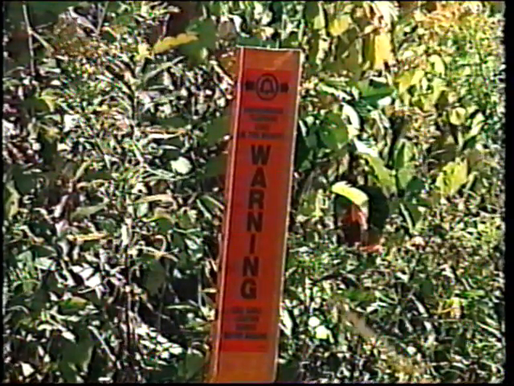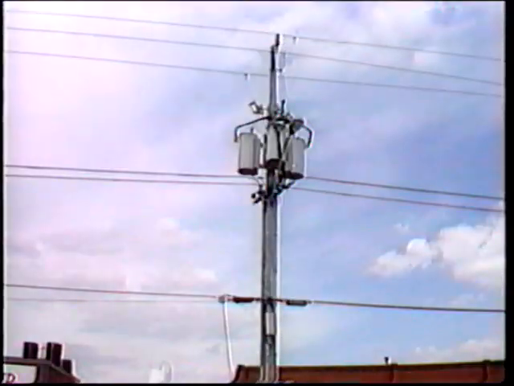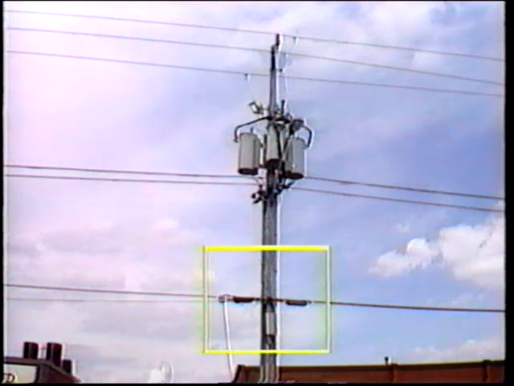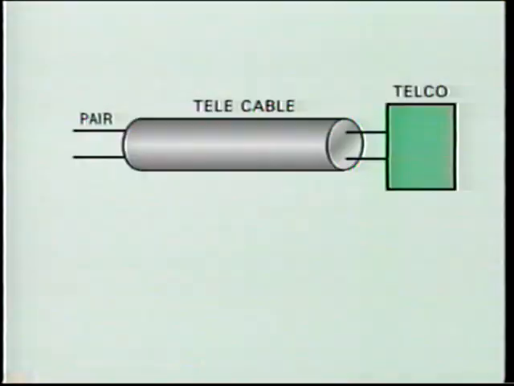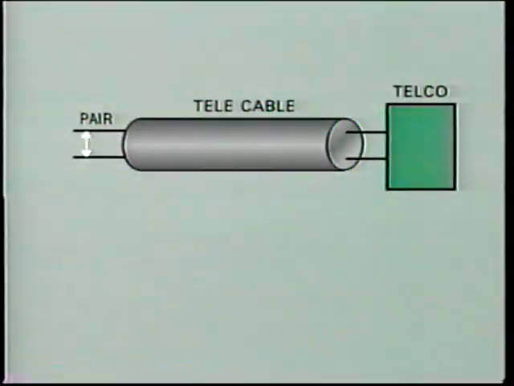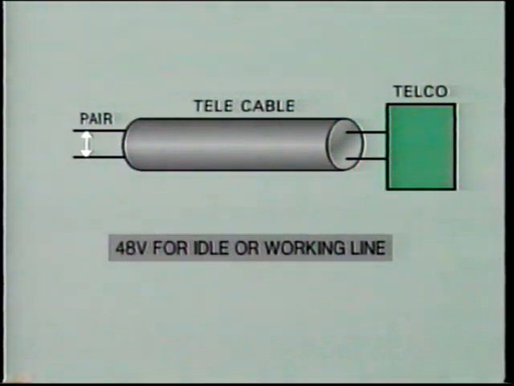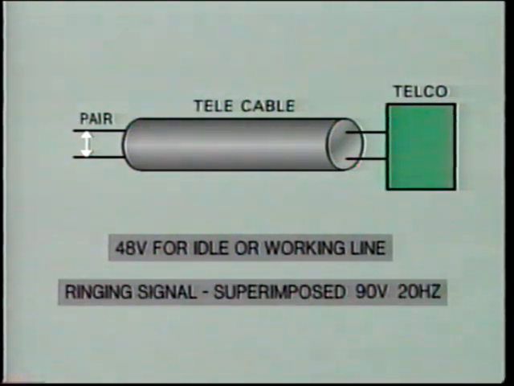The cables are sometimes routed underground, but more often they are run along distribution poles with the sheath being grounded at frequent intervals, say every 1,000 feet. Under normal operating conditions, the voltage between a communications channel conductor pair will be relatively low. That is 48 volts DC for an idle or working telephone line. When ringing signals occur, a superimposed 90 volt 20 hertz signal will be present.